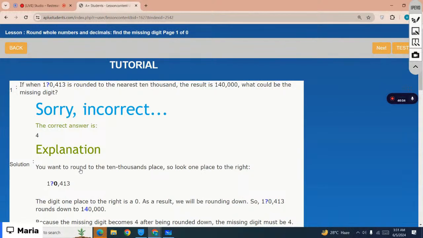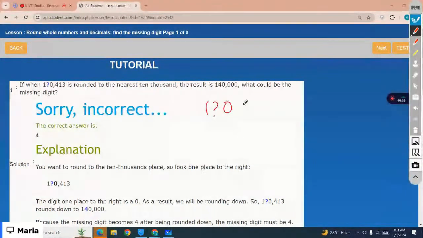Okay, if one number is missing, and 0413 is rounded to the nearest 10,000, the result is 140 thousand. Which could be the missing digit? You have to find the missing digit, right? One missing number. 0413: ones, tens, hundreds, thousands, and 10,000s.